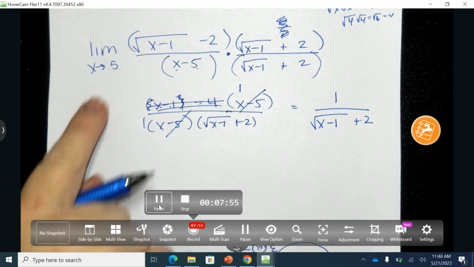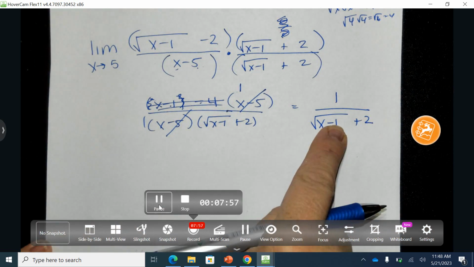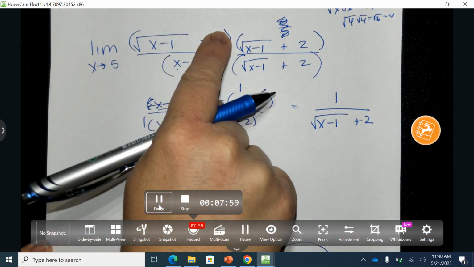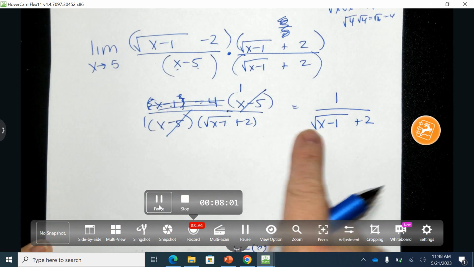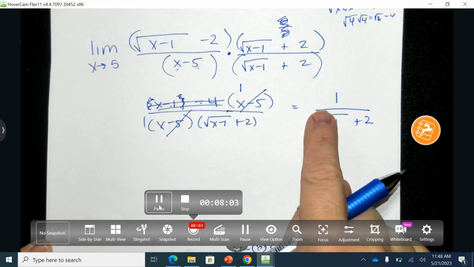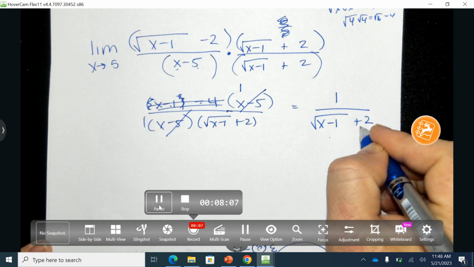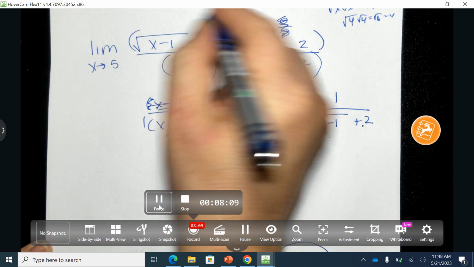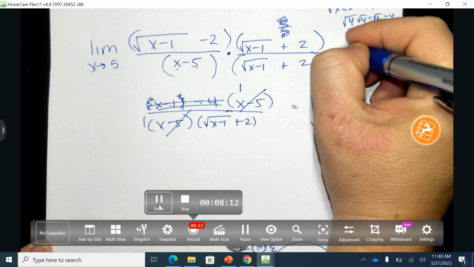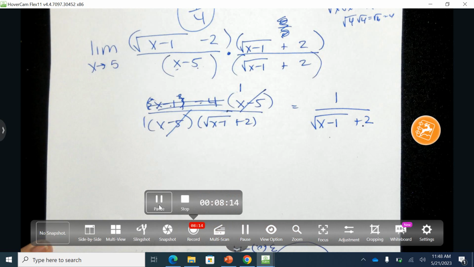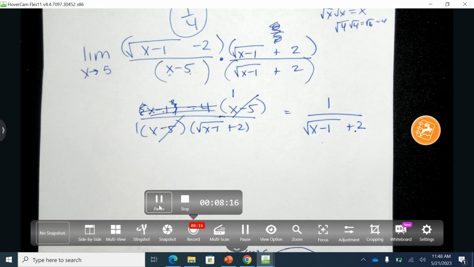And now I can go in and I can substitute in a 5 to evaluate this original limit. Here we go. 5 minus 1 is 4. The square root of 4 is 2. And 2 plus 2 is 4. So when I evaluate this, I'm left with an answer of positive 1/4.